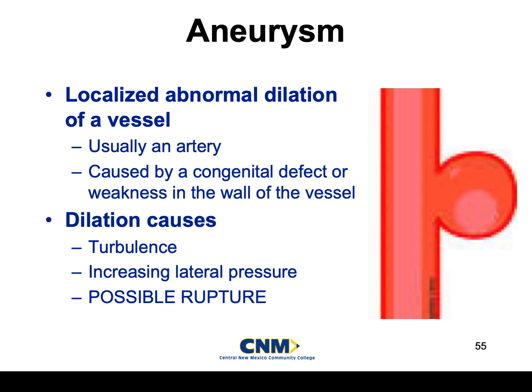Okay, so when we're talking about aneurysms, you can have an aneurysm basically anywhere there's an artery, guys. We're going to talk about specific aneurysms coming up, but basically, an aneurysm is a localized abnormal dilation of a vessel, and yes, it is usually an artery. You could technically also have a vein aneurysm, but they are rare, and I'm only going to focus on arterial aneurysms. This can be caused by a congenital defect or a weakness in the wall of the vessel due to high blood pressure.